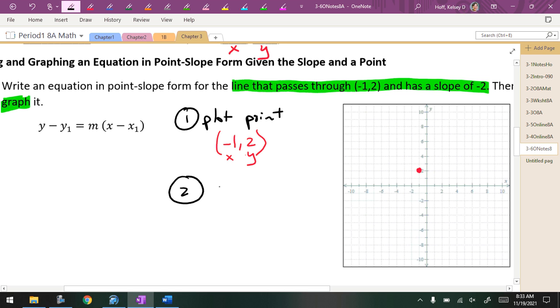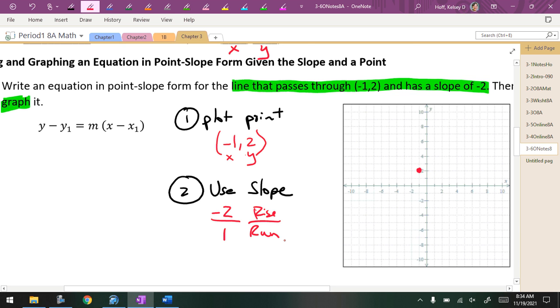Second step, use the slope. The slope is -2. I should always write that as a fraction. So what number can I put on the bottom? Very good, over 1. And slope is what over what? What are the two words? What over what? Very good, rise over run.